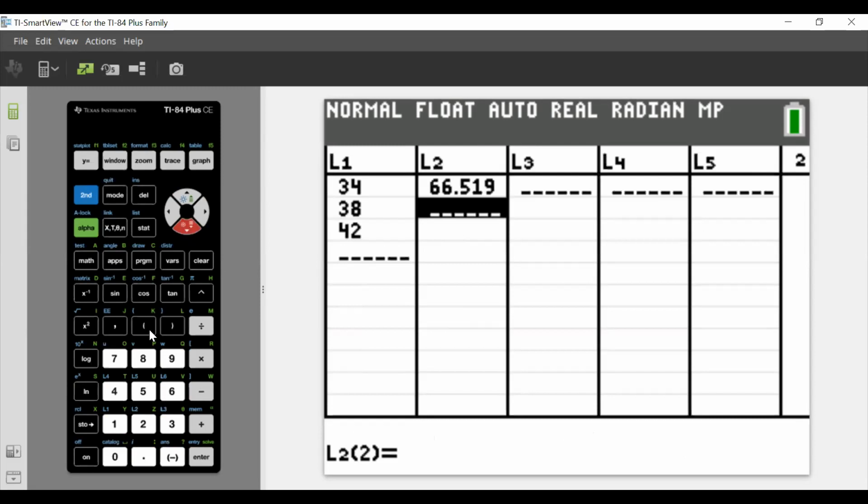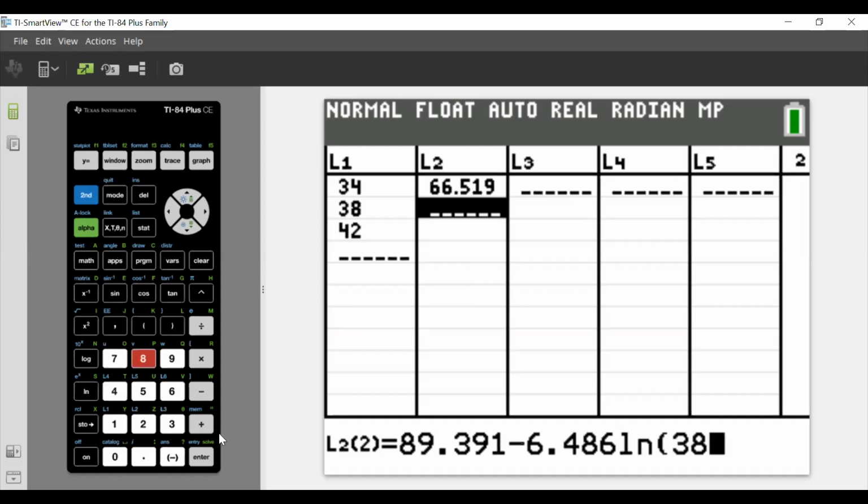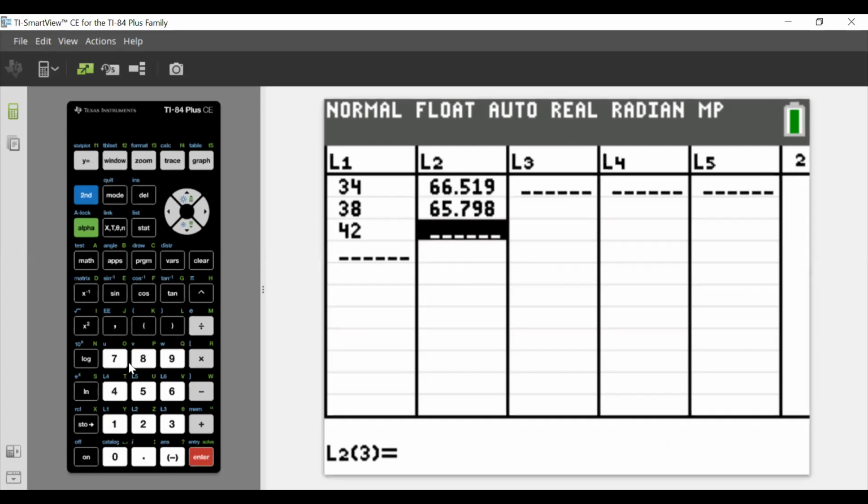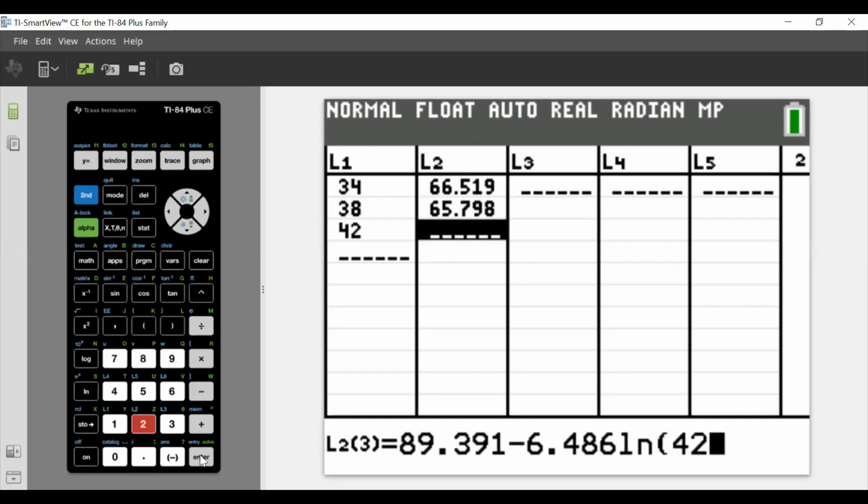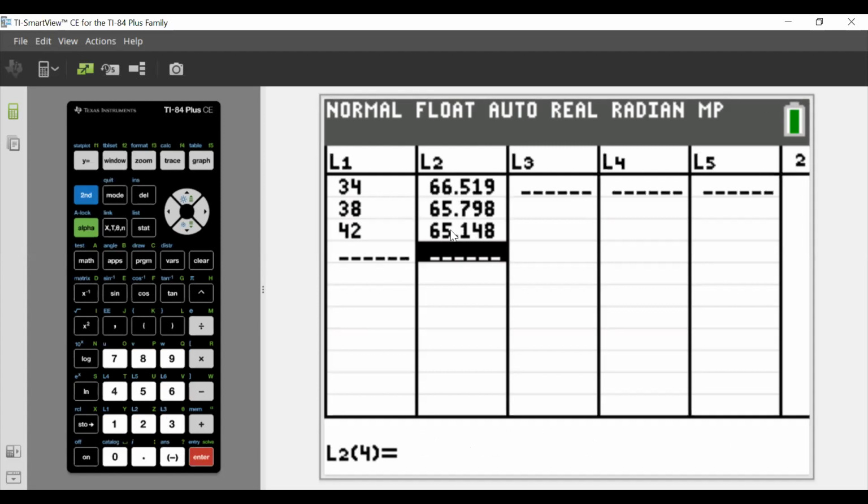And so we just have to retype the whole equation in and say, okay, well, this is going to be 89.391 minus 6.486 ln of now 38. And we go down, which is what we expect. And then we have, again, 89.391 minus 6.486 ln of 42. And so now we have our third point, okay?